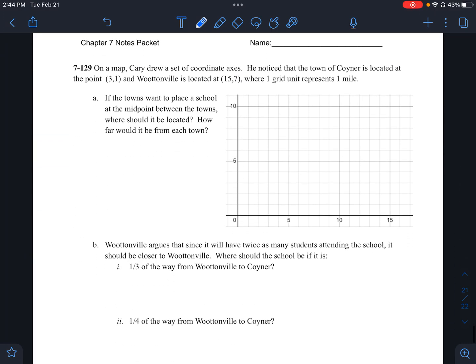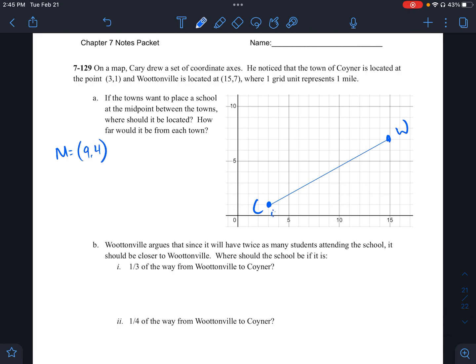Then our last one here, it says on a map, Carrie set a coordinate axis. He noticed the town of Coiner is located at the point 3, 1. We'll call Coiner. Woodinville is at 15, 7. So it says if a town wants to place the school at the midpoint between the towns, where should it be located? So finding the midpoint here, again, I'm just going to shortcut this. Calculate the midpoint, check your answer. Pause the video. Your midpoint should be at 9, 4.